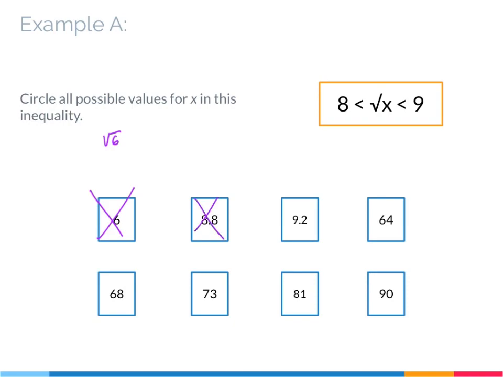So we know that the numbers that we're looking for are going to have to be bigger numbers so that when we square root them, they end up between 8 and 9. So we know we can eliminate 9.2 based on what we figured out in our last two. The square root of 64 is a perfect square. That's 8. Is 8 between 8 and 9? No, so that's not a correct answer.